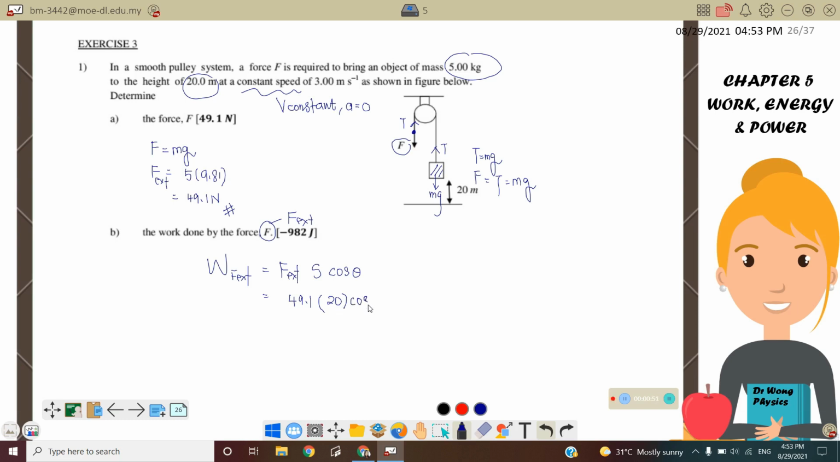Cos 180, because your F is going downward but the displacement is going upward. Therefore, we get negative 982 joules. This is question number 1.